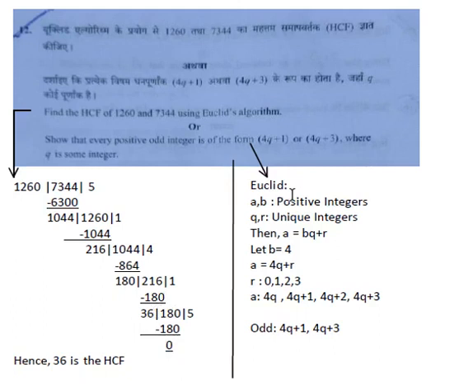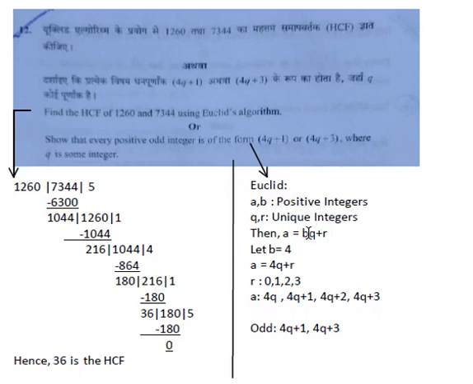Second part is that we have to show that all the positive odd integers are of the form 4q plus 1 or 4q plus 3, where q is some integer. Again, using Euclid's theorem, we know that if there exist any two positive integers a and b, then there exist two other unique integers q and r such that a equals bq plus r.